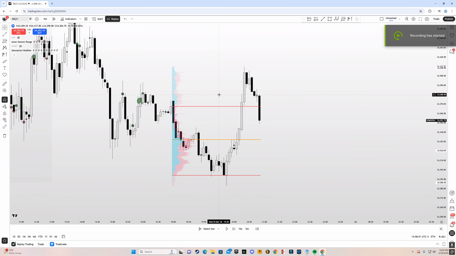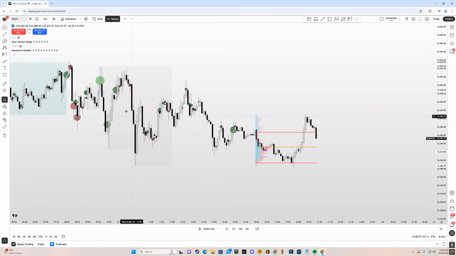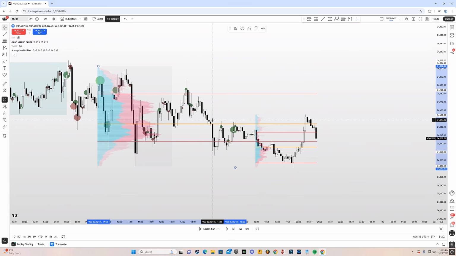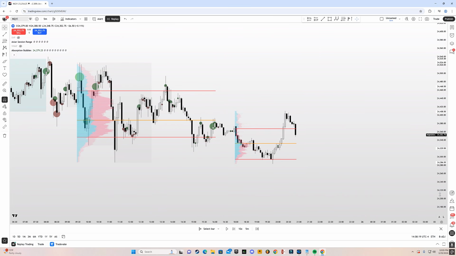All right, guys, here is another example. So we have the developing volume profile, right? And also what we can do is mark out the previous day's volume profile, from 9:30 till 16, just to mark out some key levels, right? And let's make it non-developing, so it stays around like that.